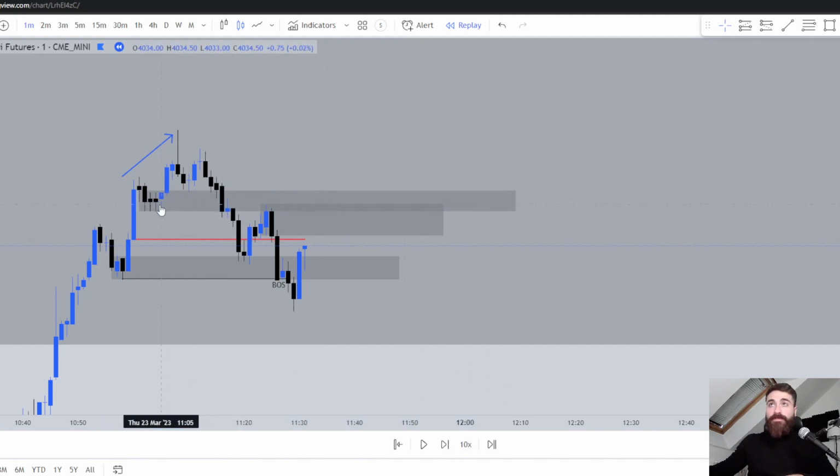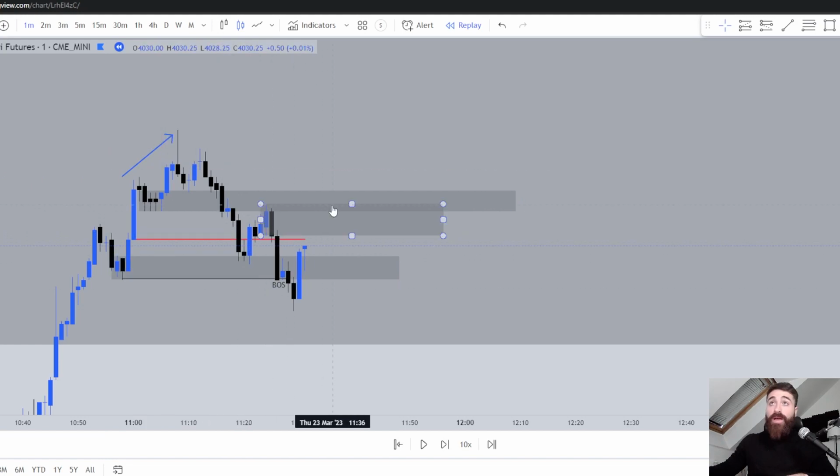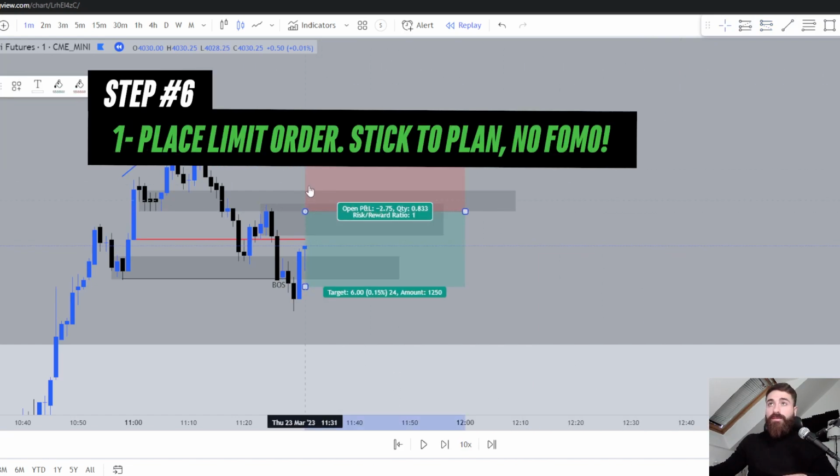of this area. So step number 5, identify the area which caused the break of structure on the lower time frame. This is our lower time frame, and this is the order block which caused this break of structure, and this is the order block which caused this break of structure right here. Okay, so we identify that. Now all we have to do, which is step number 6, put a limit order.